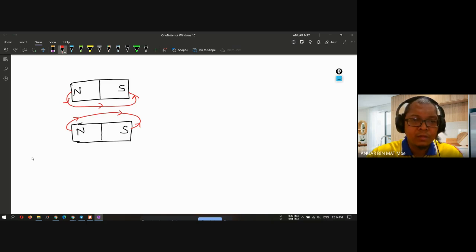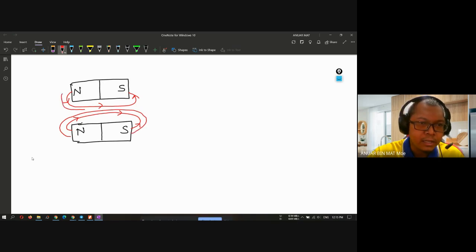Do you notice there is no crossing? There is no crossing, and there is no meeting between the lines. Another one here. Then this one also, it will repel. It will not cross.